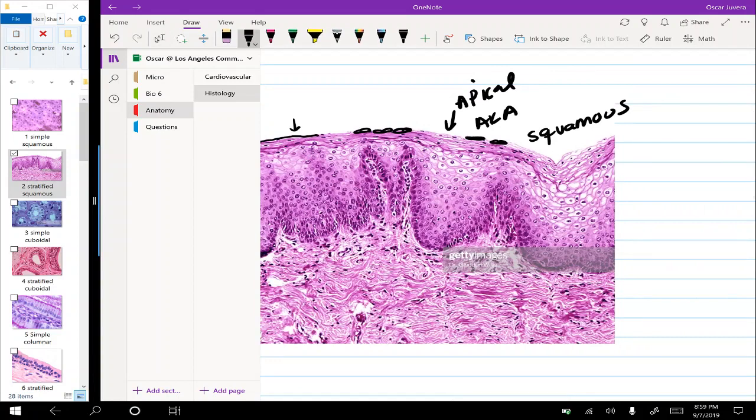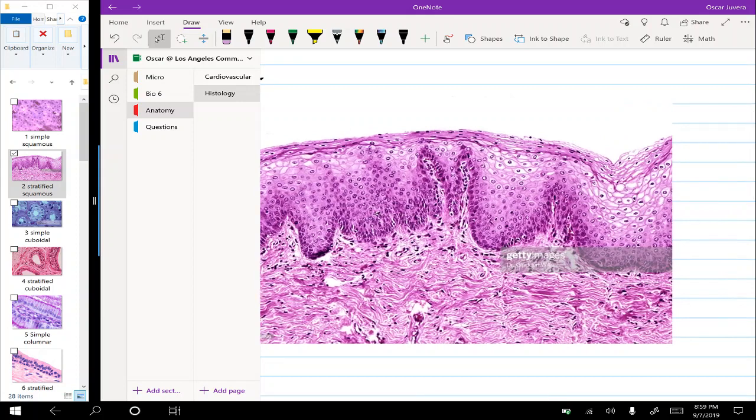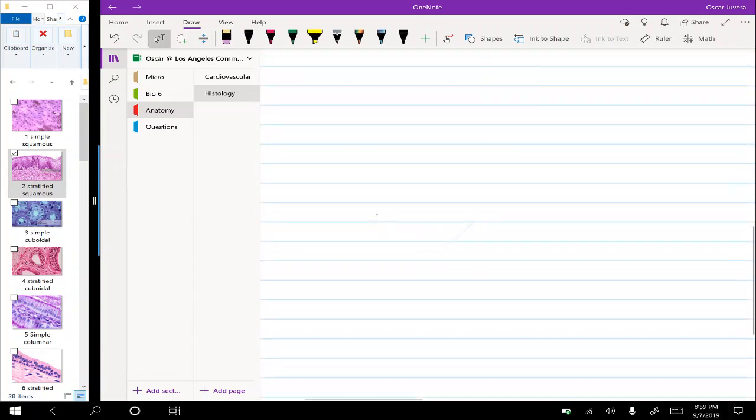Is it stratified squamous or simple squamous? Stratified means more than one layer. Simple means only one layer. So you have 1, 2, 3, 4. I'm not going to count them. There are more than one. So automatically, this is stratified squamous epithelial tissue. And this is found in your skin. The main function is to protect and isolate you.